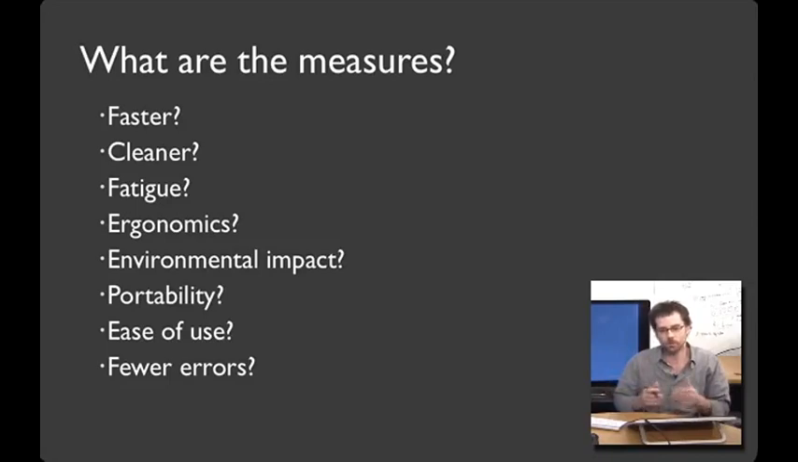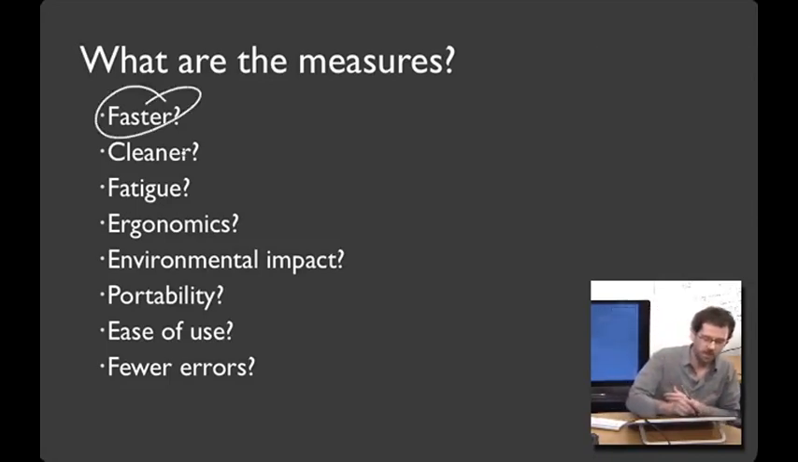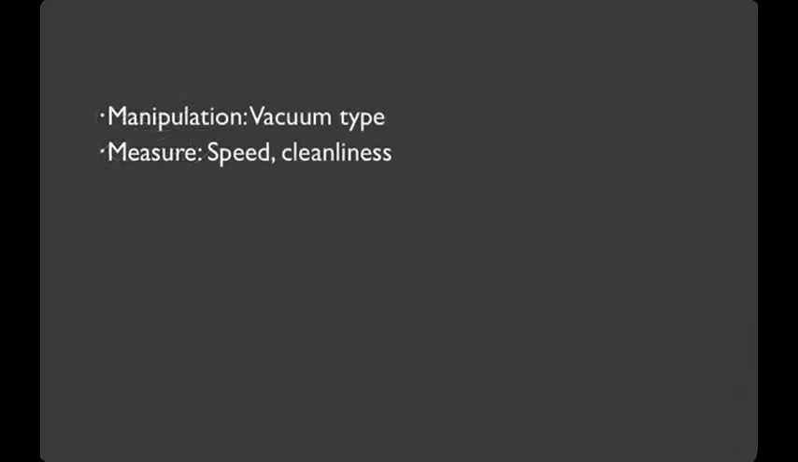For our example here, though, we're going to pick two. We're going to go with faster, and we're going to go with cleaner. So our manipulation is going to be vacuum type, and our measures are going to be speed and cleanliness. To help illustrate this example, I'm going to recruit the help of my graduate students and TAs. And so here they are.